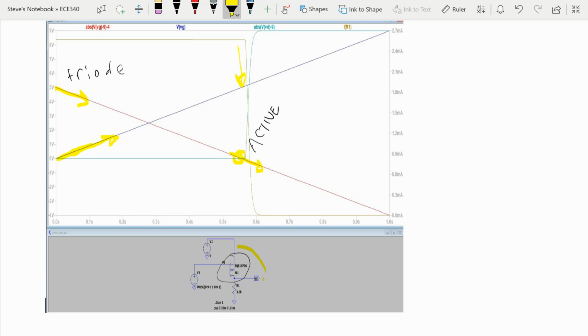And this point right here is when we cross 0. So this is my threshold. Which means that once I cross threshold, now I'm in cutoff. And when I'm in cutoff, there's no current. If there's no current, then my drain to source voltage is just going to be the 9 volts.